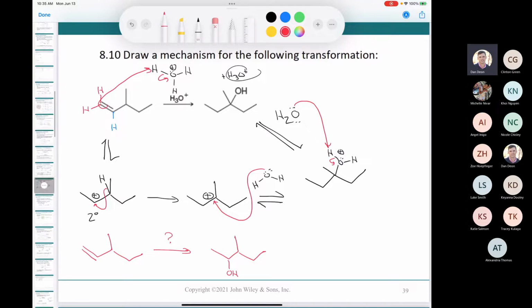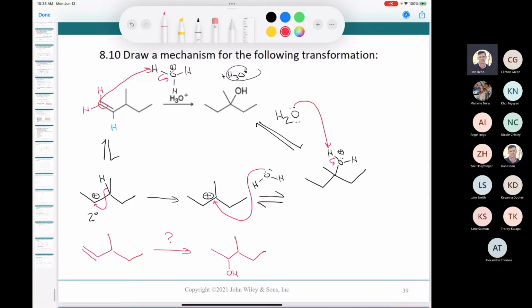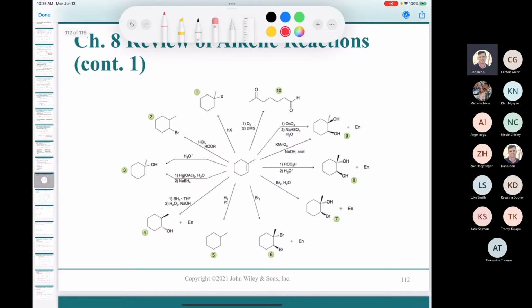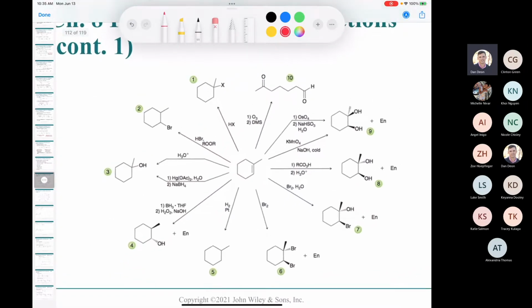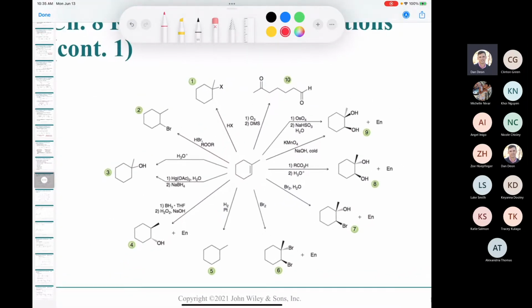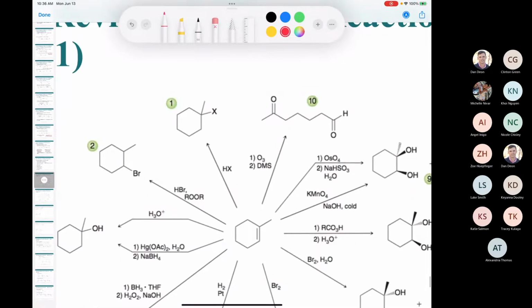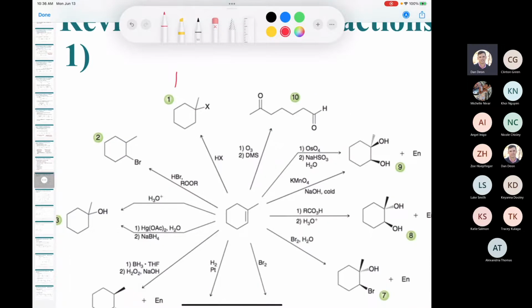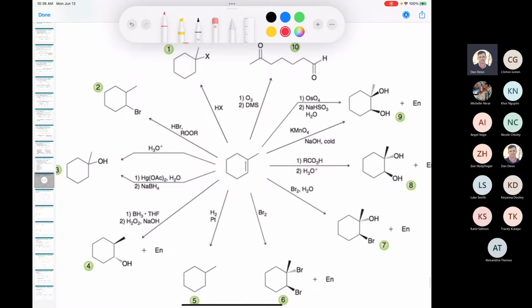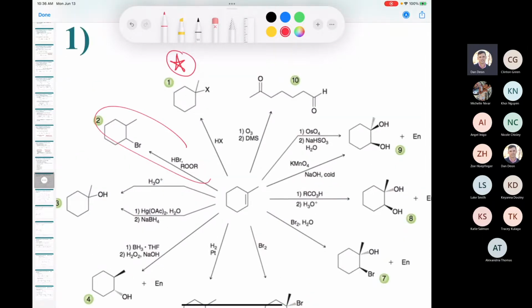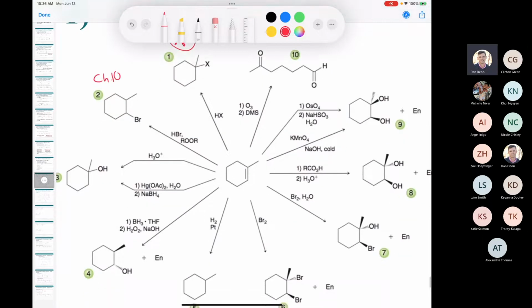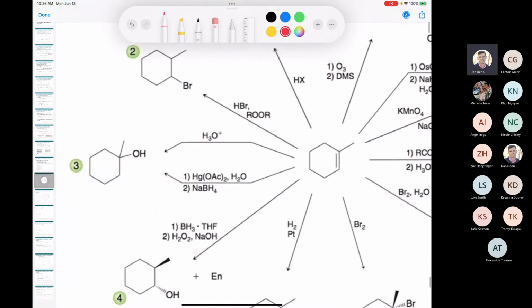So I want you to know the mechanism of hydration and hydrohalogenation. I guess that anti-Markovnikov addition, you don't have to know the mechanism of that. That's covered in chapter 10. So let's review. We've covered hydrohalogenation. You need to know the mechanism of this reaction. Then we looked at anti-Markovnikov addition across a double bond. That we're going to cover in chapter 10. The next thing that we've covered is hydration. I want you to know the mechanism of hydration.